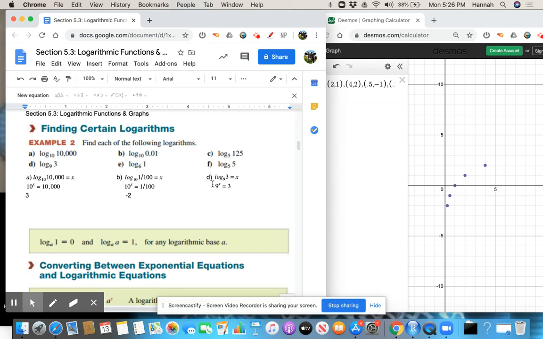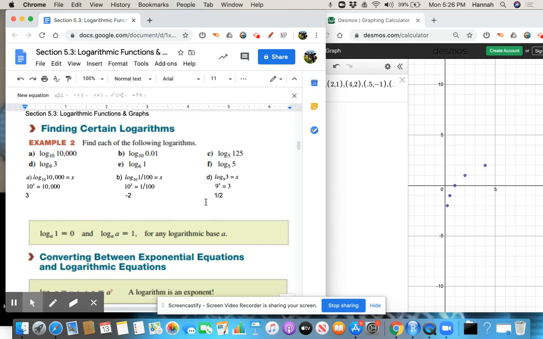Think about it this way. The square root of 9 equals 3. Well, how do I write a square root as a power? The square root is the same thing as the 1/2 power. So that means 9 to the 1/2, or 9 to the 0.5, equals 3. So there is my final answer right there. So what you're doing when you're finding a logarithm is finding what exponent makes that statement true. That's all they're asking you to do, okay?